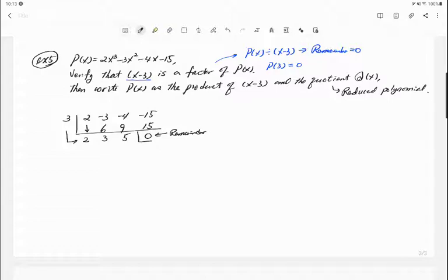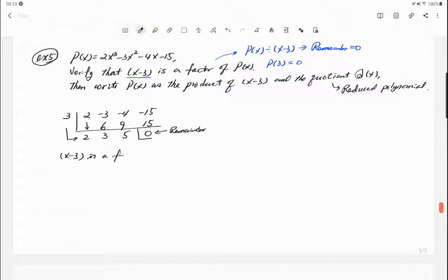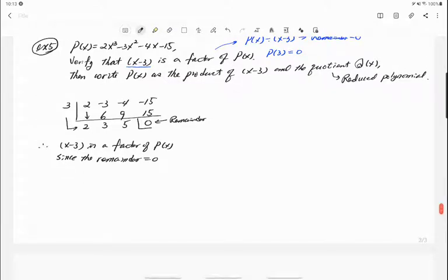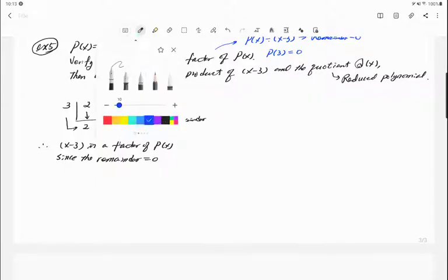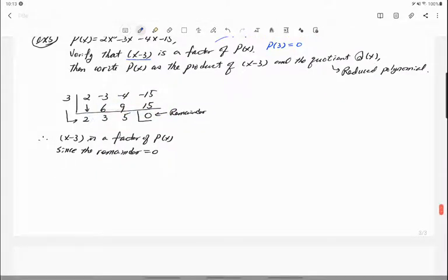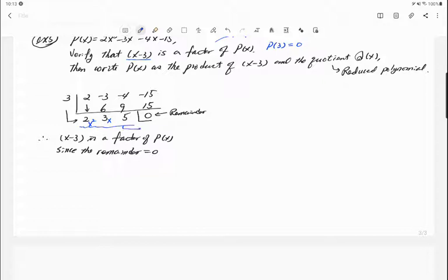So x minus 3 is a factor of p of x, since the remainder is 0. All right. Then what's the quotient? The quotient is the reduced polynomial. So 5 is the constant, the next is the coefficient of x, and 2 is the coefficient of x squared. So this part is the quotient.